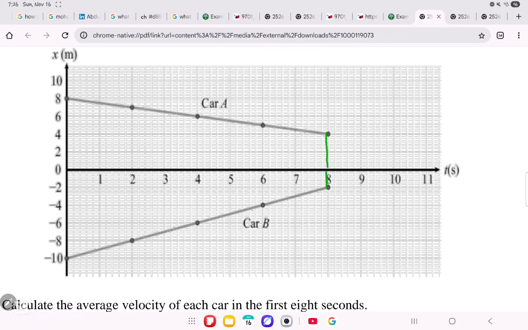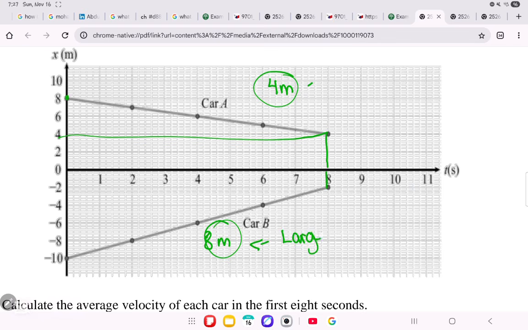As in distance, car A traveled 4 meters because it went from 8 all the way till 4. So it travels 4 meters. Then for B, B travels 8 meters. Now which is larger, 4 or 8? For sure, 8 is larger. That means for all scenarios, car B is always going to travel the greater distance.